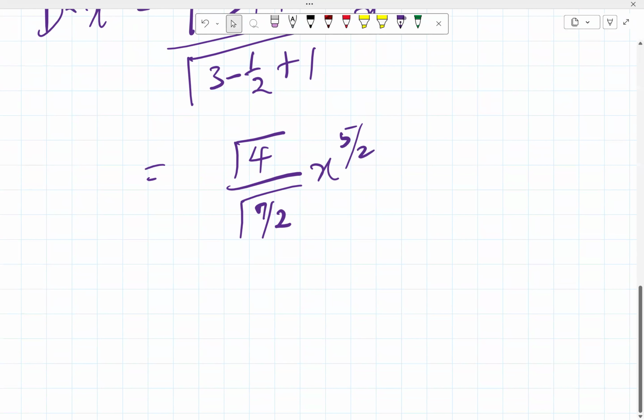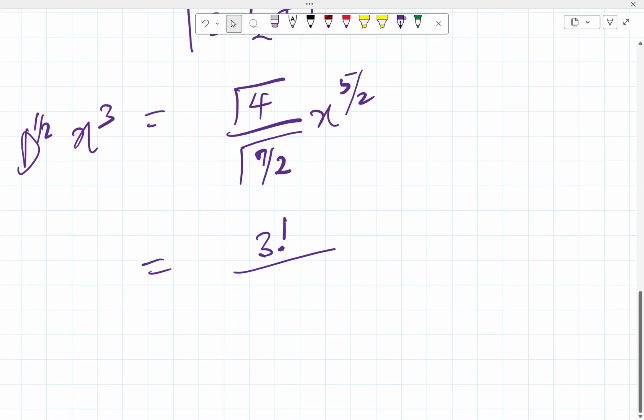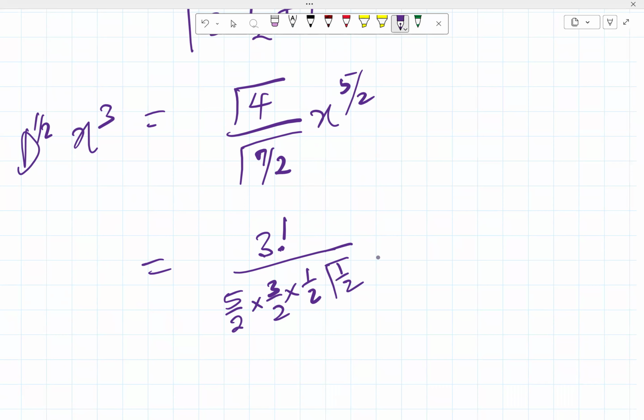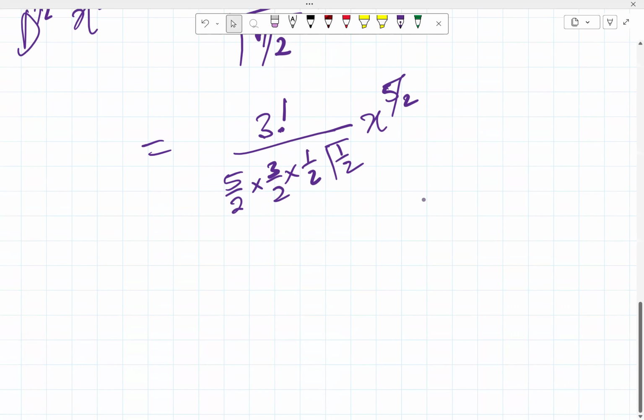So this is the half derivative of x cubed, right? Gamma 4 is 3 factorial as we know it. And then gamma 7 over 2 is basically the same thing as 5 over 2 times gamma 5 over 2, which is 3 over 2 times gamma 3 over 2, which is 1 over 2 times gamma 1 over 2. I mean, we know that much from what we did already before. All of that is multiplied by x raised to power 5 over 2.